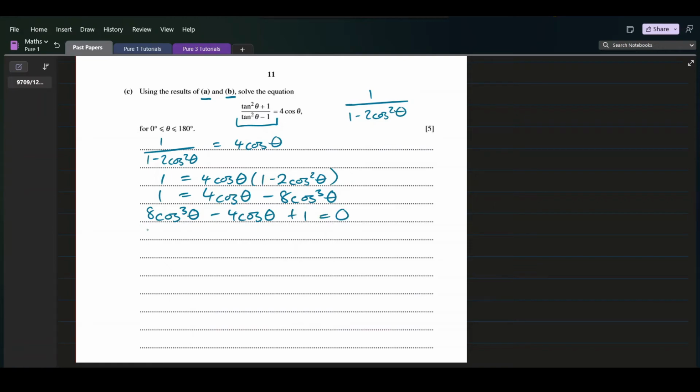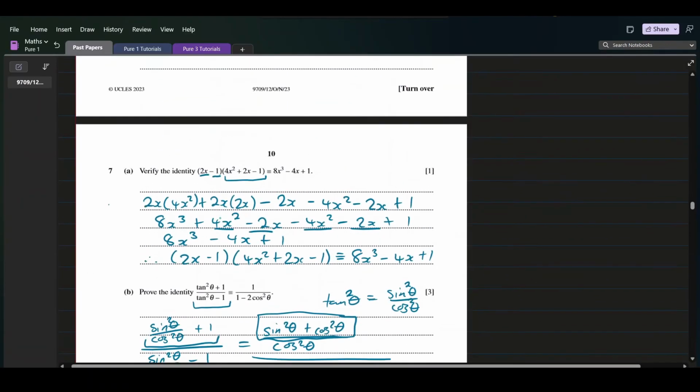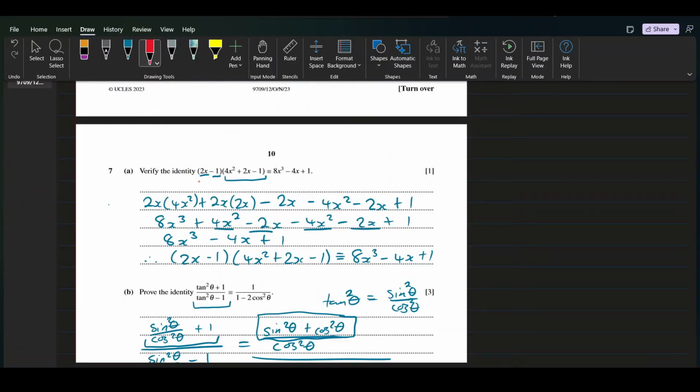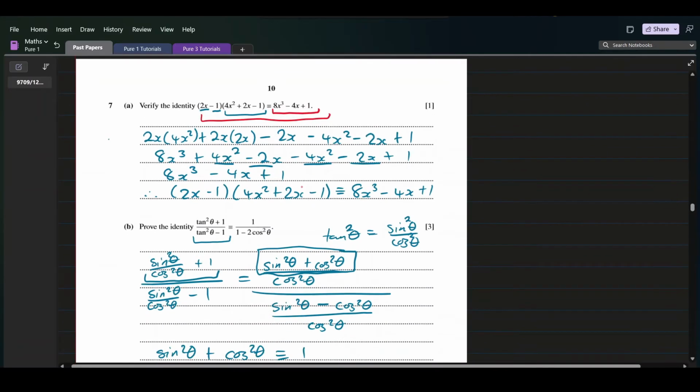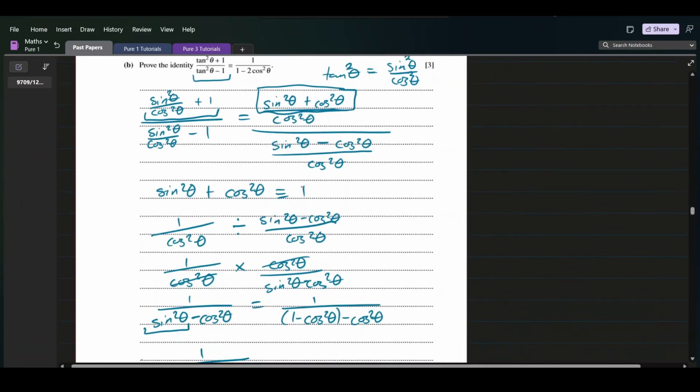Now you notice that this equation is very similar to the equation we had in part A. If we just go back to it, we were given that, I'll use a red pen, 2x minus 1 times 4x squared plus 2x minus 1 is identical to 8x cubed minus 4x plus 1. So if we go back, just to copy this, that's 2x minus 1 times 4x squared plus 2x minus 1.